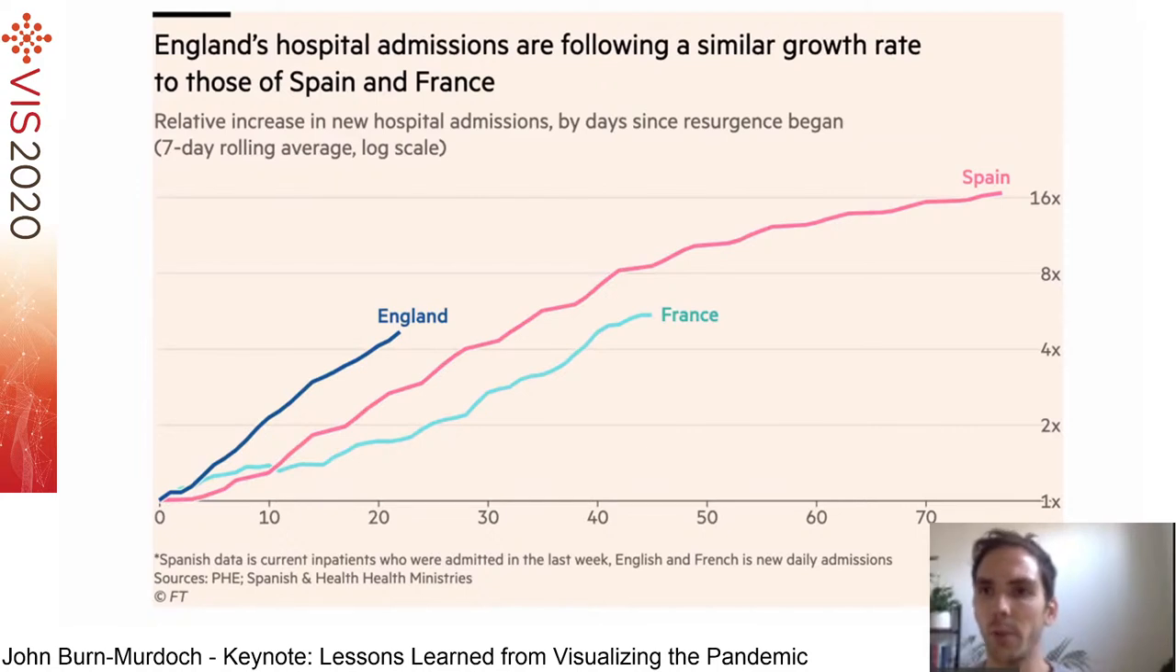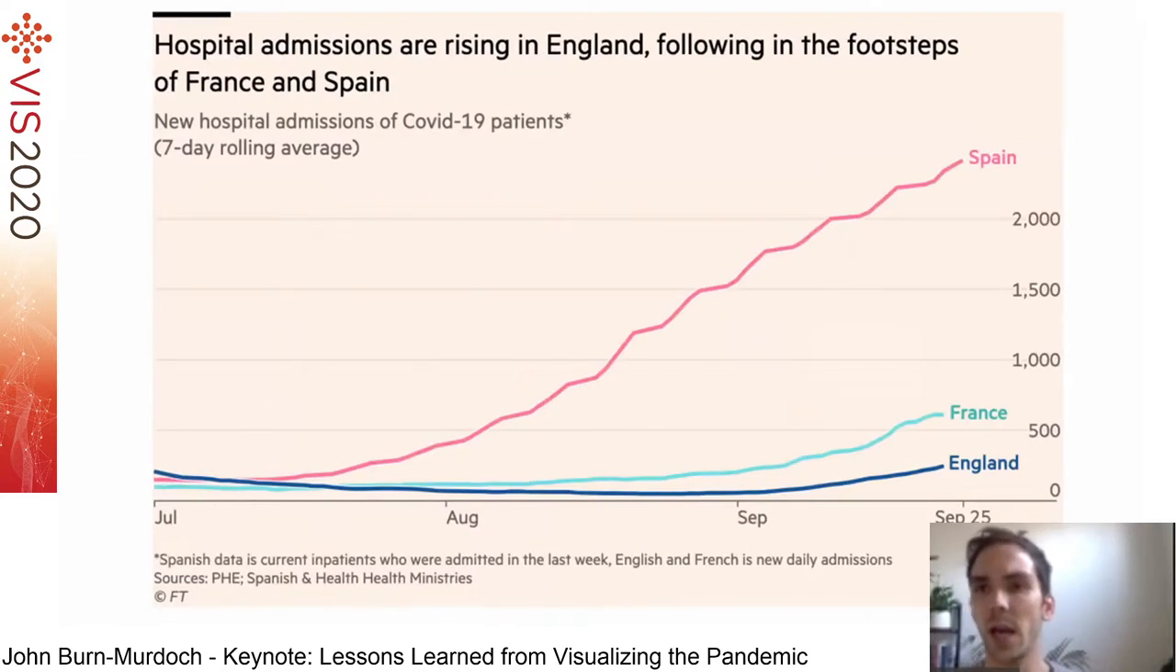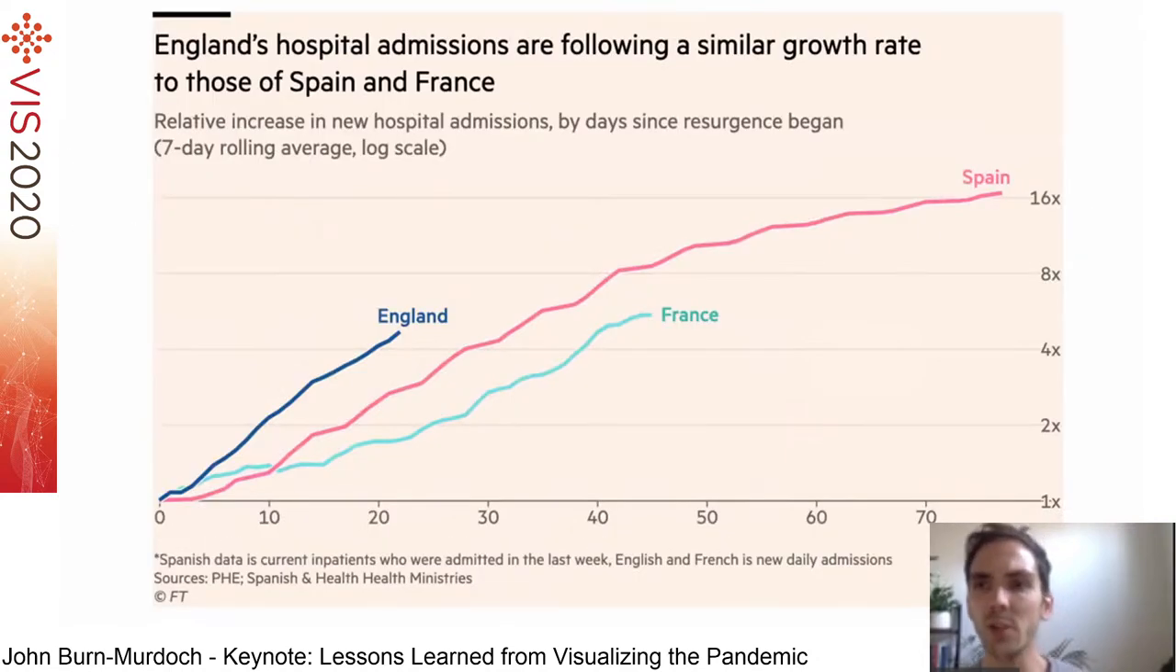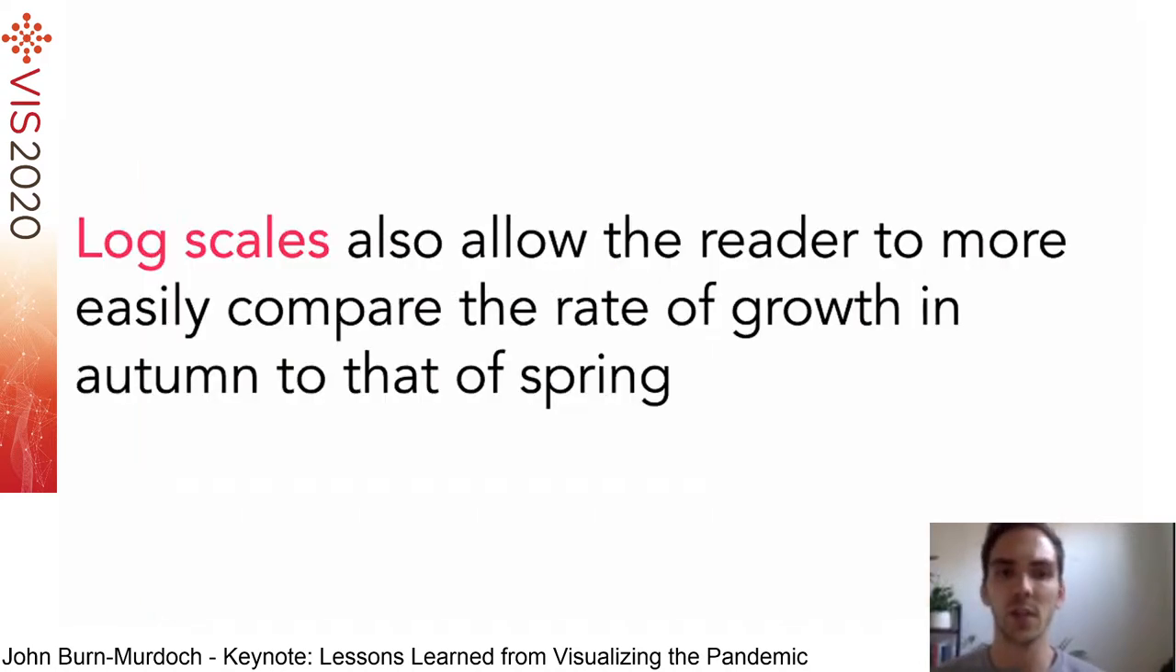So this is taking that same data, but just looking at the rate of change. We've just got multiplicative change on the y-axis here against the days since the outbreak started. And you can see now that even though those England and France lines had looked much lower, in terms of rate of change, they are very comparable to Spain, and England indeed may be seeing a faster rate of increase.